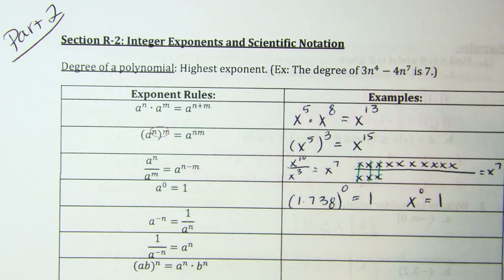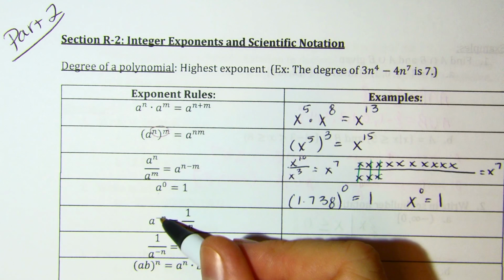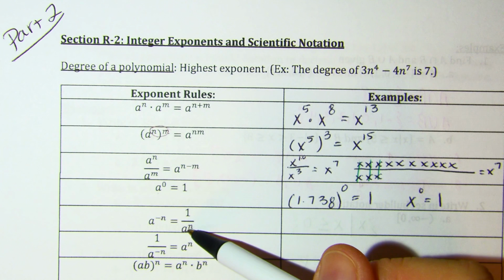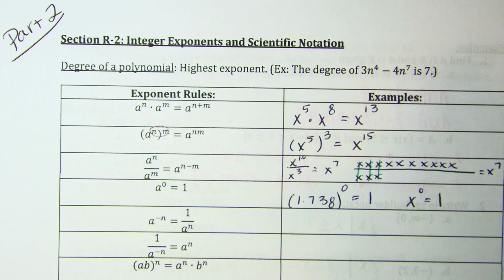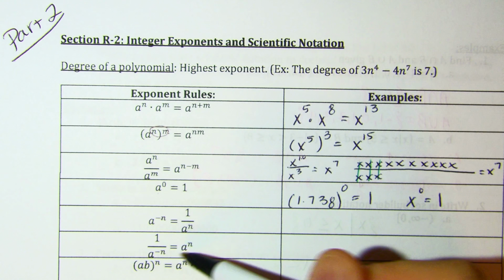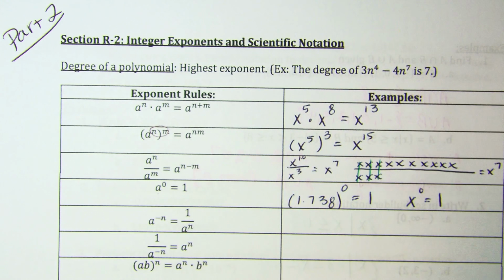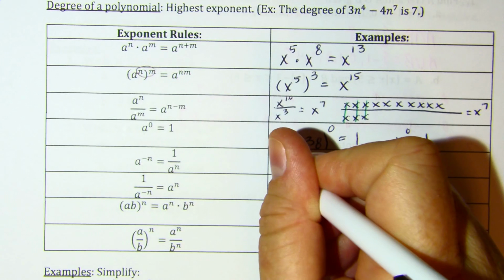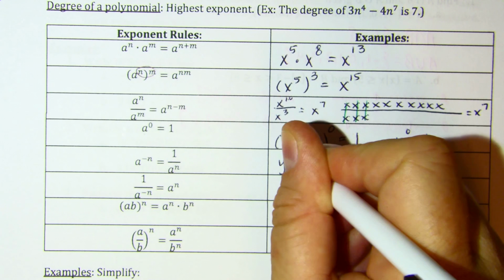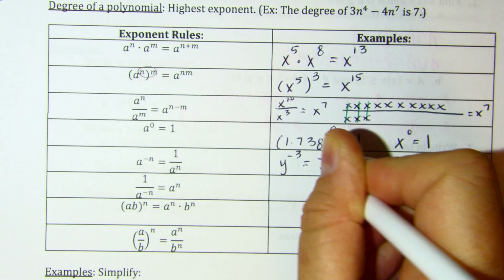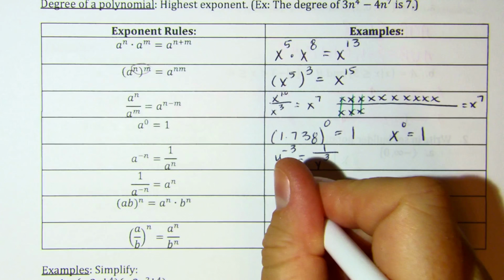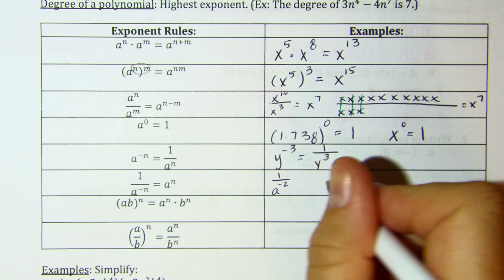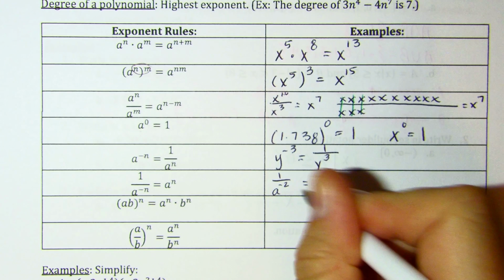Now here we're getting into negative exponents, and what you want to remember with negative exponents is that they move and become positive. So negative exponents move down to the bottom and become a positive exponent. If you have a negative exponent in the denominator, it's going to move to the top and become positive. For example, if I had, let's say, y to the negative 3 power, that would become 1 over y to the 3rd. Or if I had 1 over a to the negative 2nd power, that would become a squared up top.